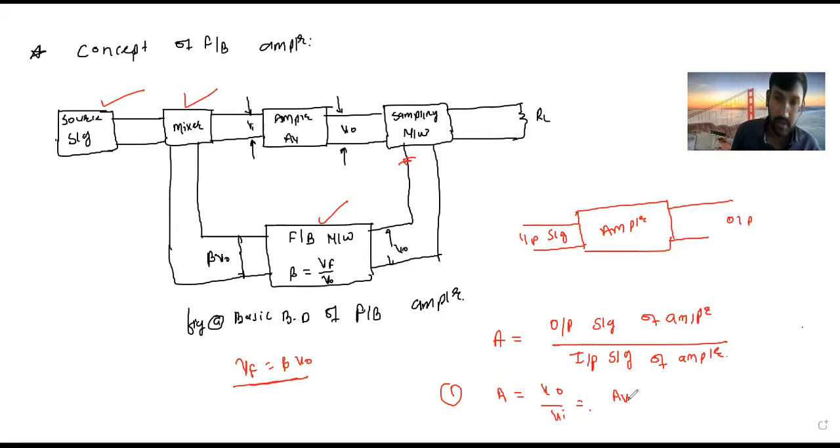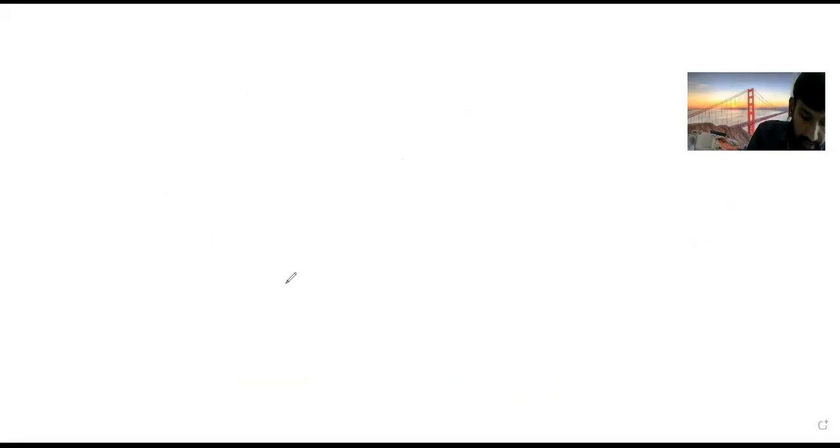Amplifier. Okay. Now, shall I erase this all? Yes, sir. Now the second point, it is very important. The second point. Okay. So A is equal to V0 upon I in.